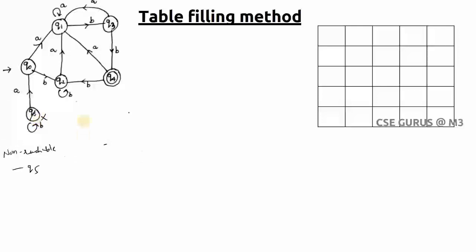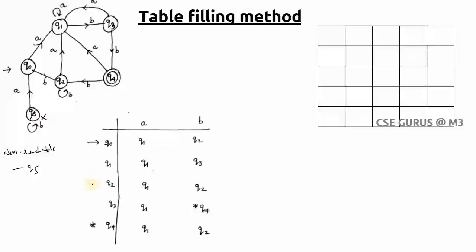Now the second step: first go for the transition table for the respective transition diagram. I have taken this transition table. Now in the table filling method, first you take a table. How many states are there? 1, 2, 3, 4, 5. You take a 5 by 5 table, and write like this, starting from here: Q0, Q1, Q2, Q3, Q4. Here also Q0, Q1, Q2, Q3, Q4.